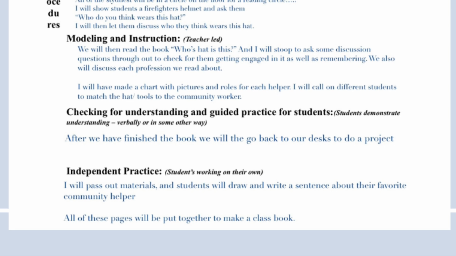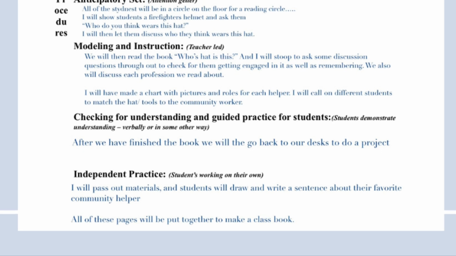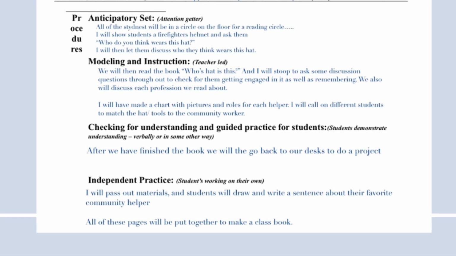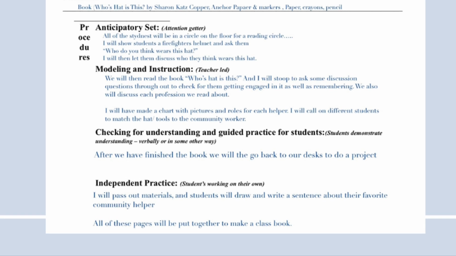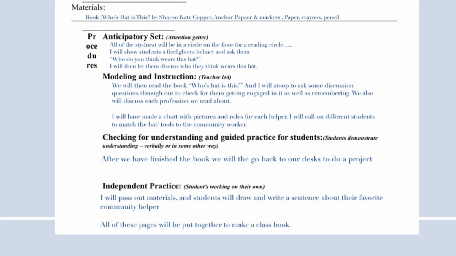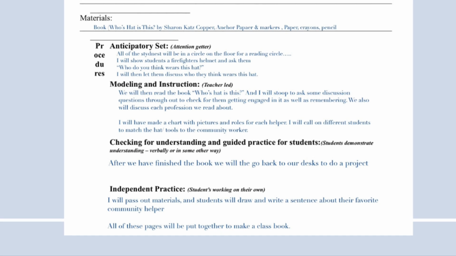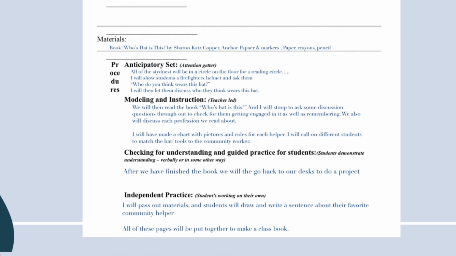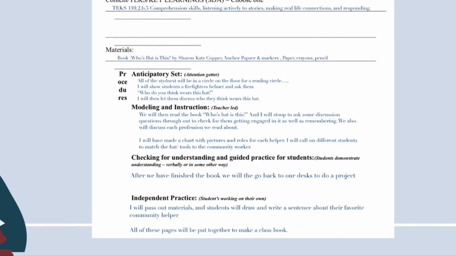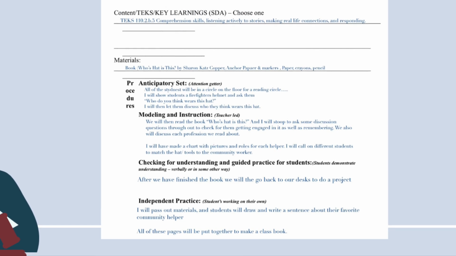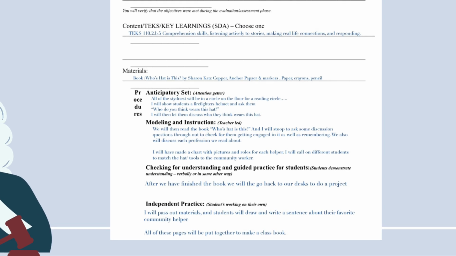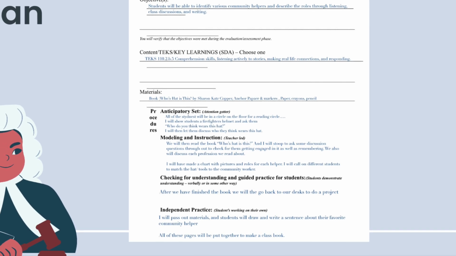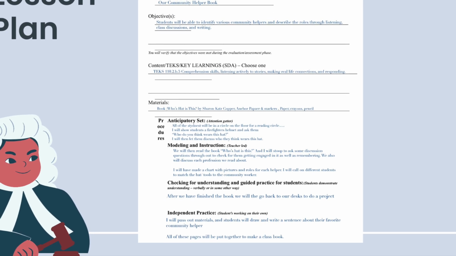So for the first lesson plan, this one is dealing with reading and writing. Students will be able to identify various community helpers and describe the role through listening, class discussions, and writing. So this one will be reading books. We'll be looking at a discussion on who do you think wears this hat? That'll be the book that we'll be looking at. And then we're going to go through a class discussion and kind of talking about each role through their hats.